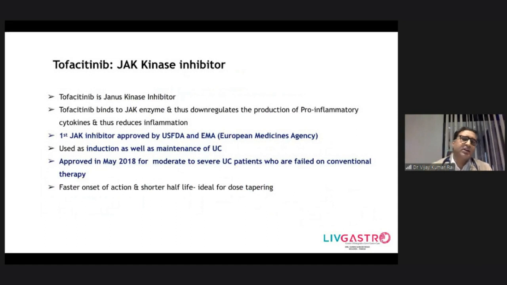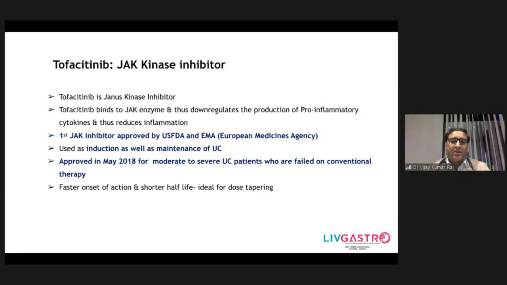So the JAK kinase inhibitor, that is tofacitinib, is a JAK inhibitor. It binds to the JAK enzyme and thus down-regulates the production of pro-inflammatory cytokines and thus reduces inflammation. The beauty of this molecule is that it can be used not only for induction but also for maintenance, just like mesalamine. It is not like a steroid, which we cannot use for remission. It is not like azathioprine, which we cannot use for induction.